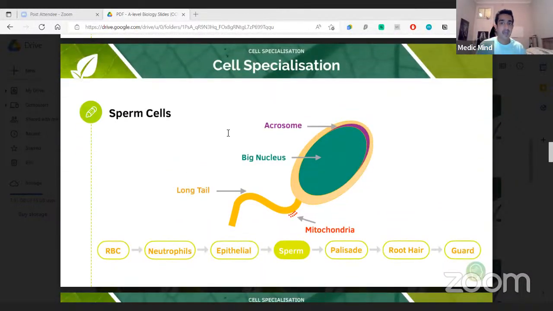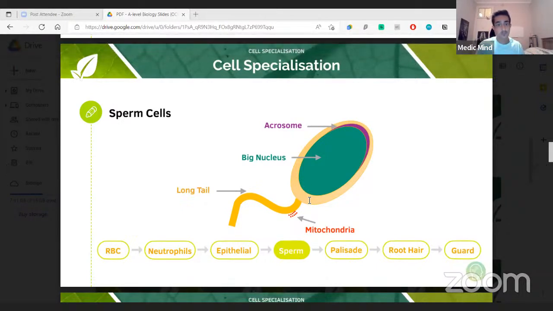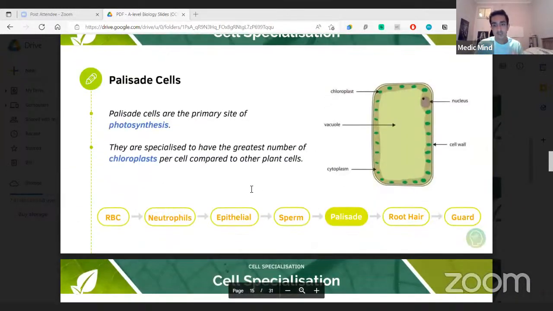They also have something called an acrosome. An acrosome contains enzymes that allow them to break down the thick wall of the egg cell. They have a big nucleus, which makes it easier to transfer genetic material, and a long tail for good swimming.